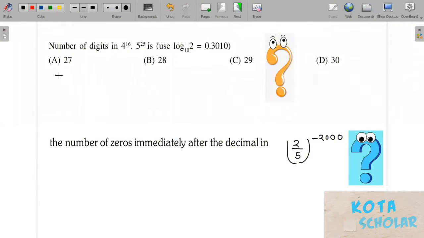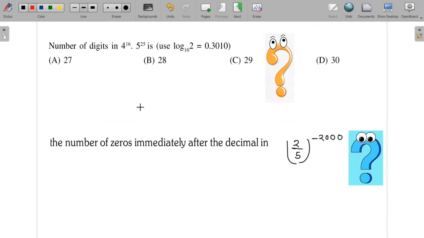Hello students, if I ask you these two questions directly, first one, number of digits in 4 to the power 16 into 5 to the power 25. Second one, number of zeros immediately after the decimal in (2/5) to the power minus 2000. I think it will take a certain amount of time to answer these questions.